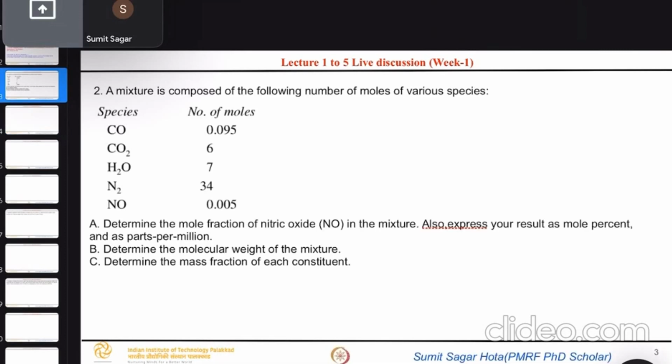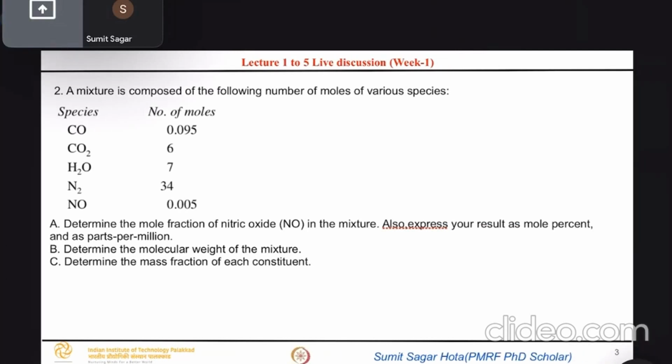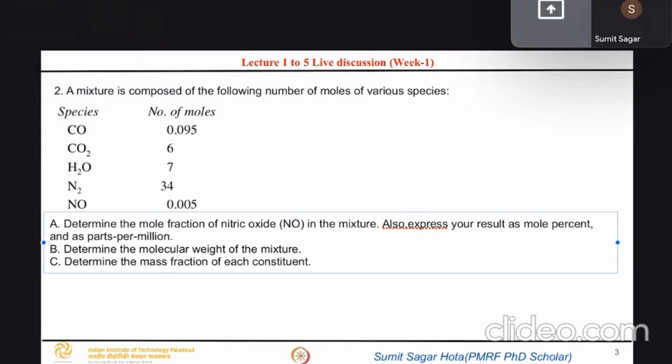Now the first question is: a mixture is composed of the following number of moles of various species. There are different species: carbon monoxide, carbon dioxide, H2O, N2 and NO. These species are given, and the number of moles is also mentioned. We have to determine the mole fraction. Also express our result as the mole percentage and as parts per million. Determine the molecular weight of the mixture, and determine the mass fraction of each constituent. So all these things we have to find out. We will go very slowly and do our calculation.